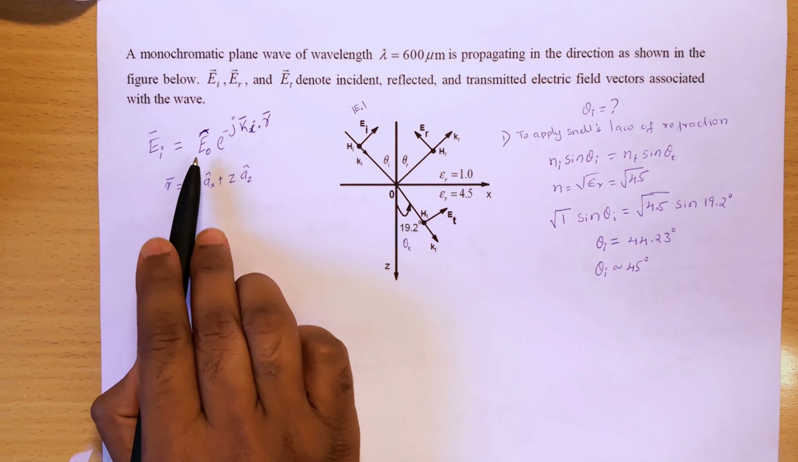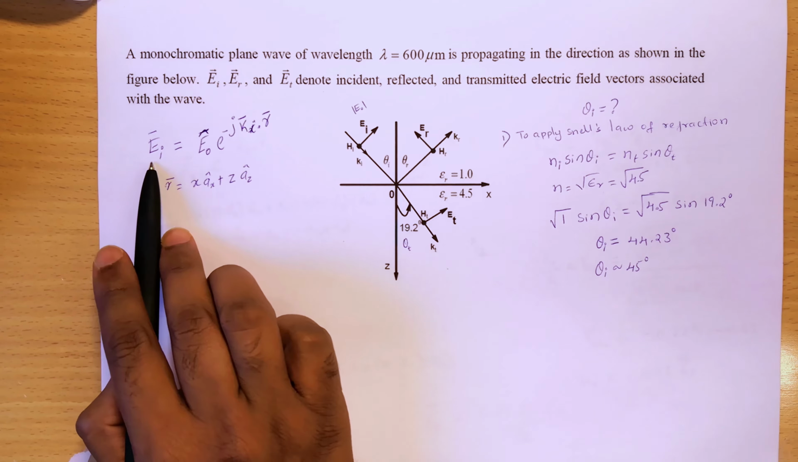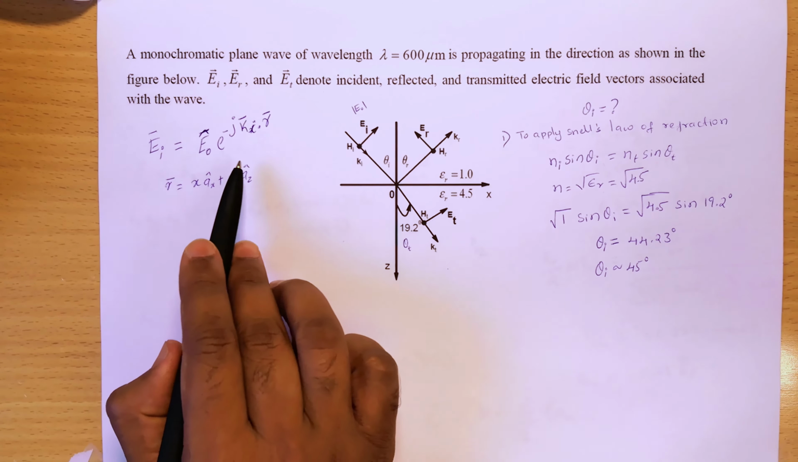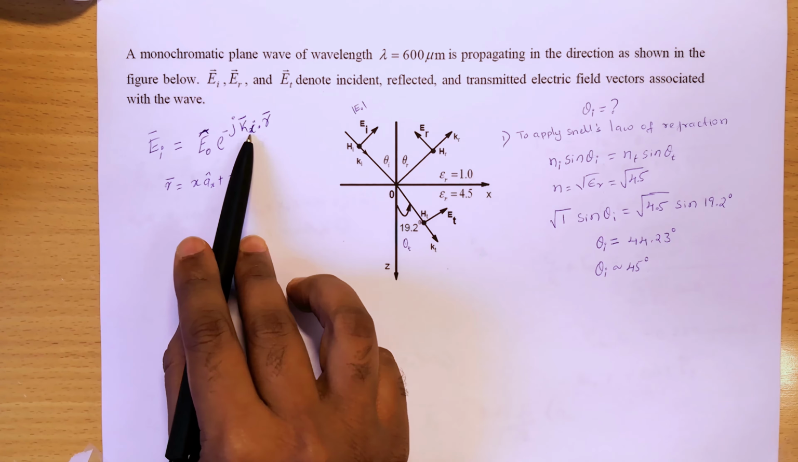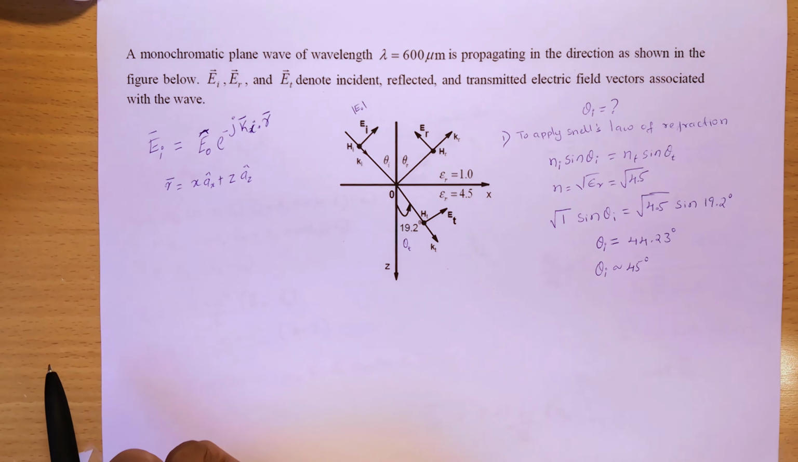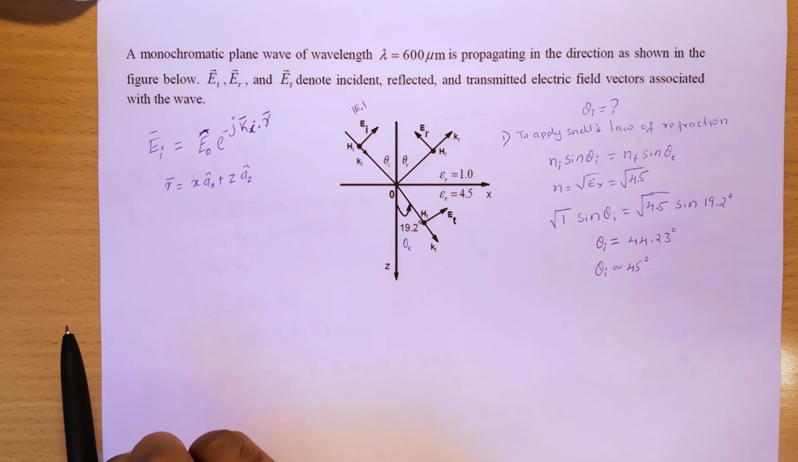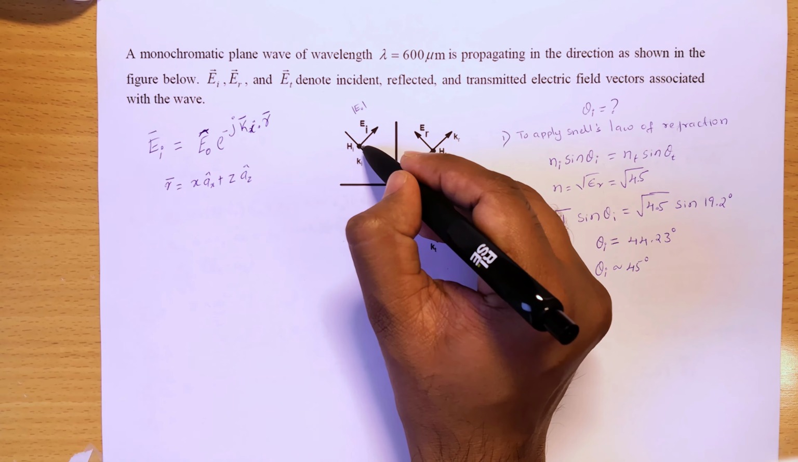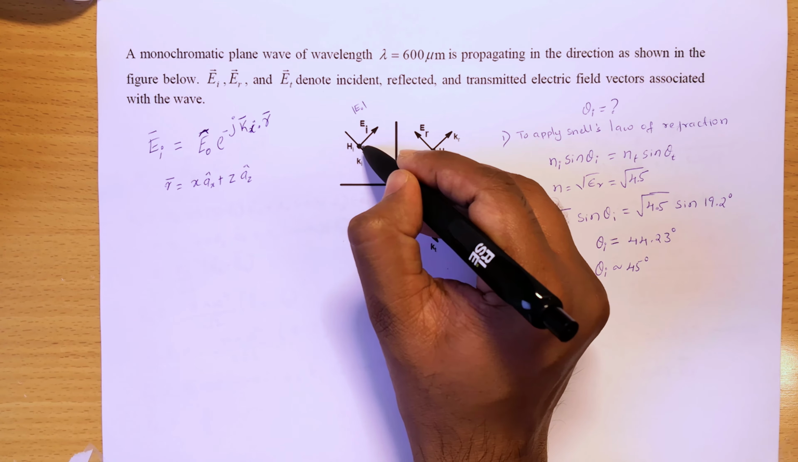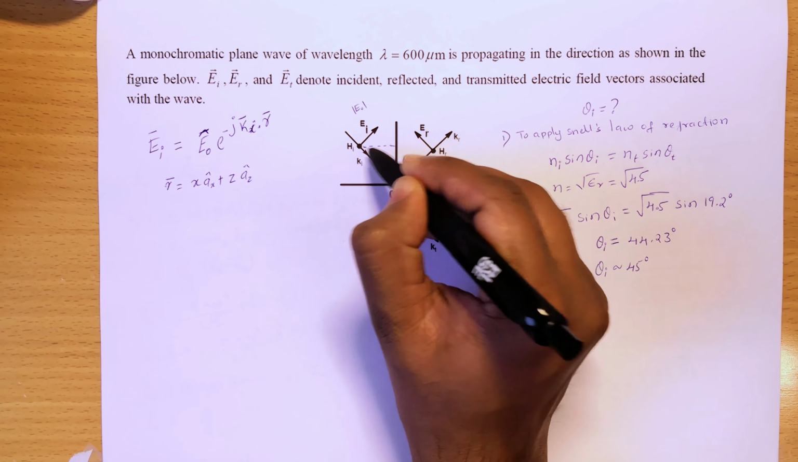So we have to find what is the expression for EI. So let's first find out what is the wave vector Ki. Let's just write down the expression for Ki for the given problem. Let's just resolve the Ki along its components. These are the components of the Ki.